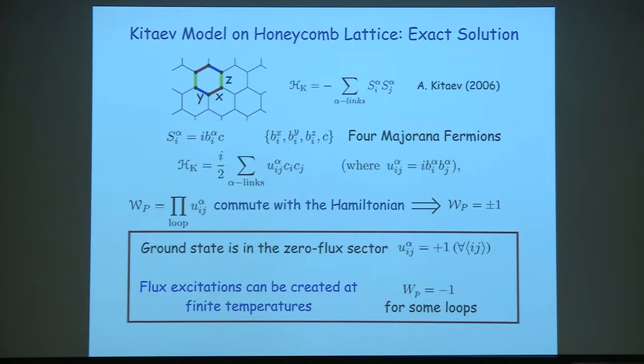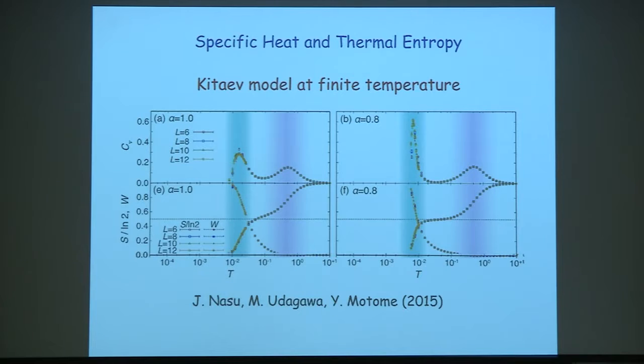One of the excitations you can create is some flux excitation, meaning that if you measure the loop product operator at finite temperature, some flux may have a pi flux in it. So W can have a -1 for some loops, right? These are the gapped excitations, but at finite temperature you can excite them. In fact, you can solve this Kitaev model at finite temperature.